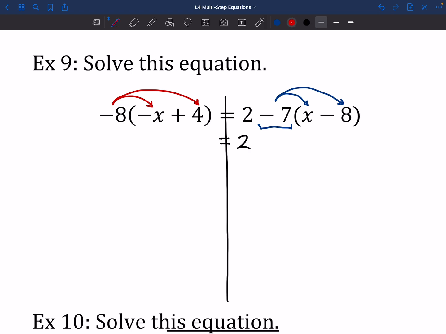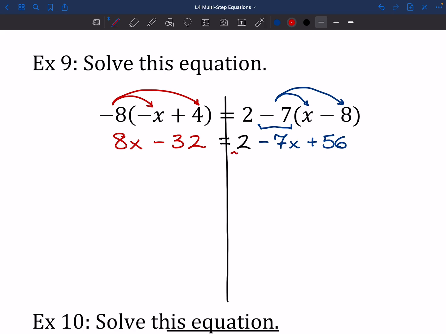Negative 8 times negative x is going to give me positive 8x. Negative 8 times positive 4 is negative 32. Okay. Over on the right-hand side, we have negative 7 times x is negative 7x. Negative 7 times negative 8 is positive 56. Okay. So, distribution done.